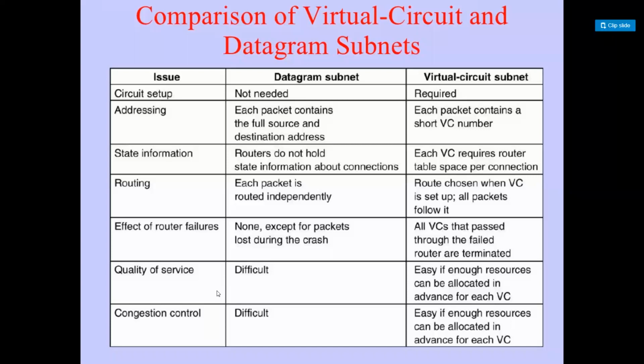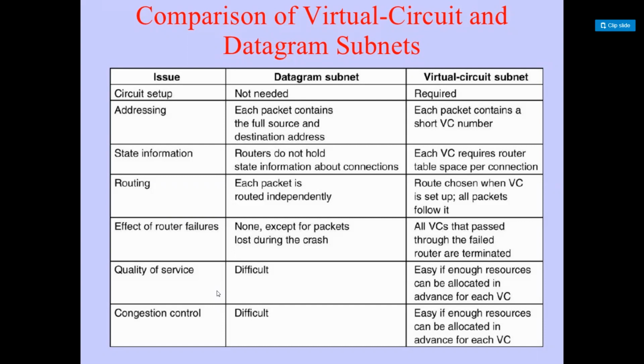Let's take the first issue as circuit setup. Circuit setup is not needed in datagram subnet. Why? Because all packets, all datagrams, may travel on independent routes. There is no circuit, so no circuit setup is required in datagram subnet. Coming to the virtual circuit subnet, we need to establish a virtual circuit setup before transmitting the packets.